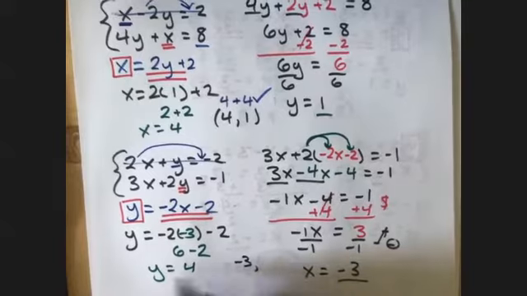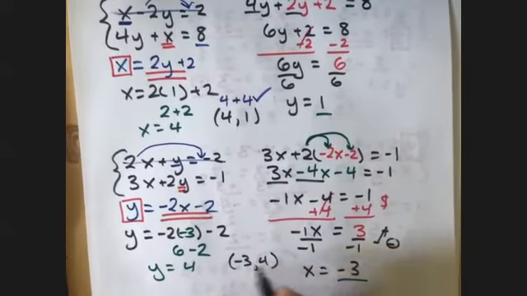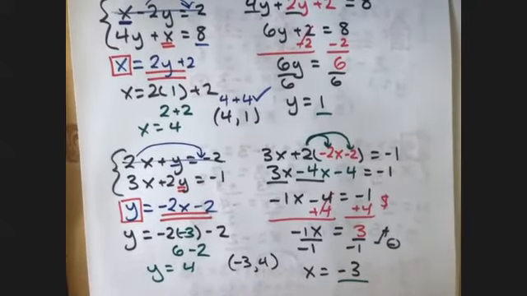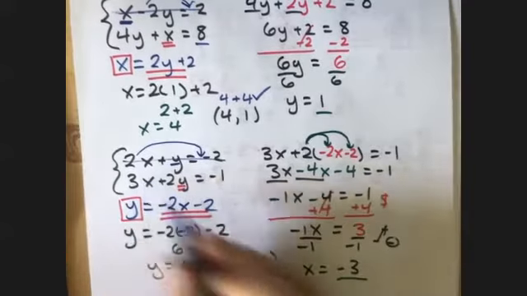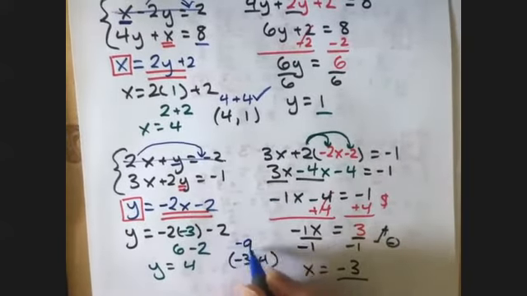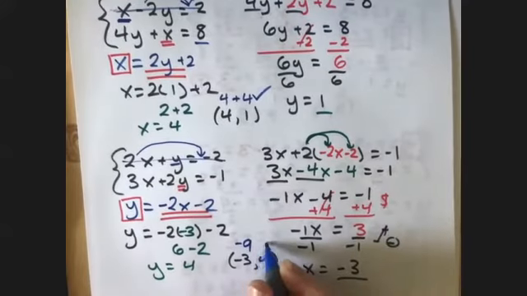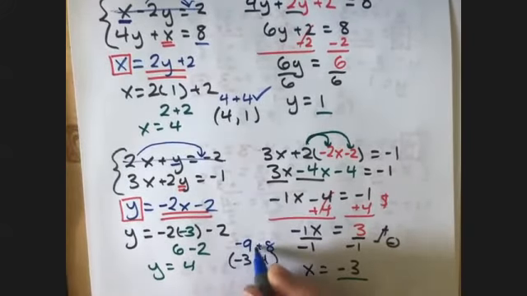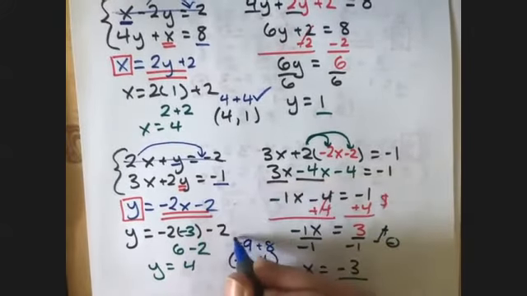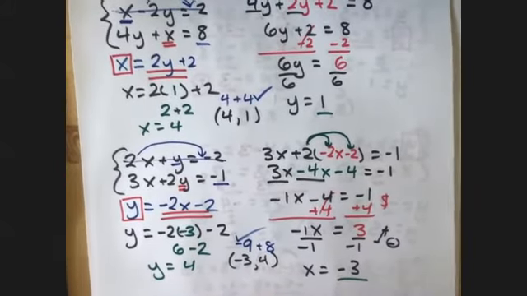X goes first. Y goes second. 4. Let me see if it checks out. So 3 times the x, 3 times negative 3 is negative 9. 2 times the y, 2 times 4 is positive 8. Negative 9 and positive 8 makes negative 1. Yep, checked it, and I am done.